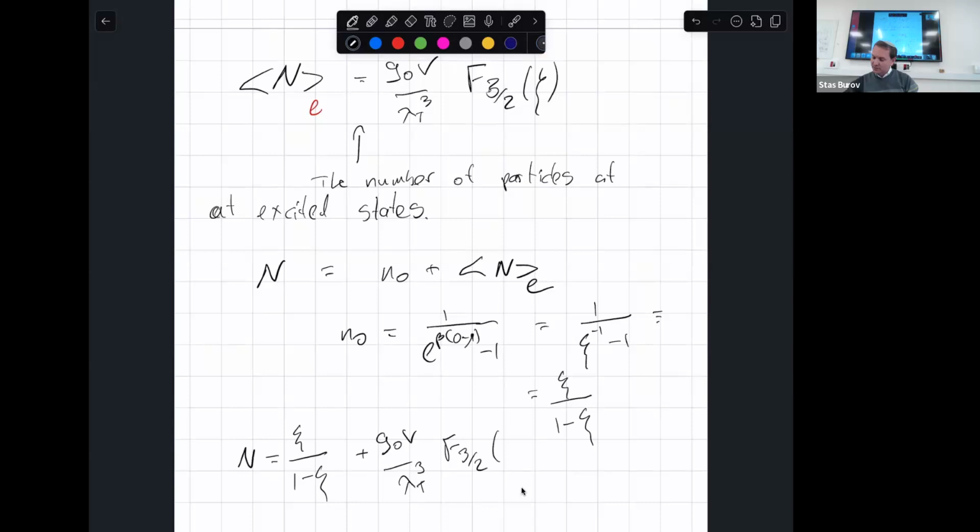f3 halves of the fugacity. This is the total number of particles, at least below this TC, below this temperature where the number of particles at the lowest level becomes important. So the first question to ask, okay? First question to ask is, what is this TC? What is this TC?